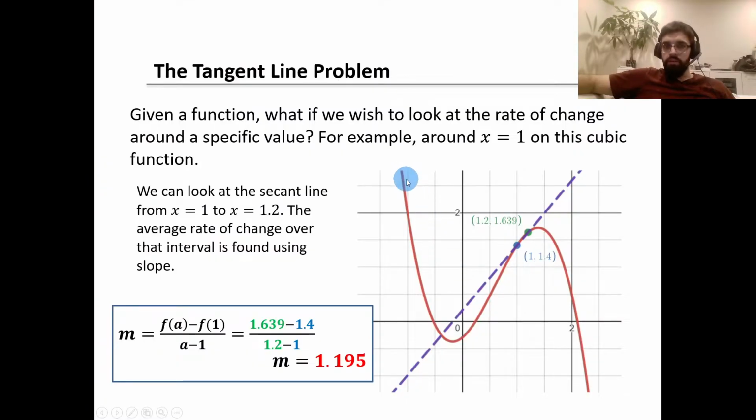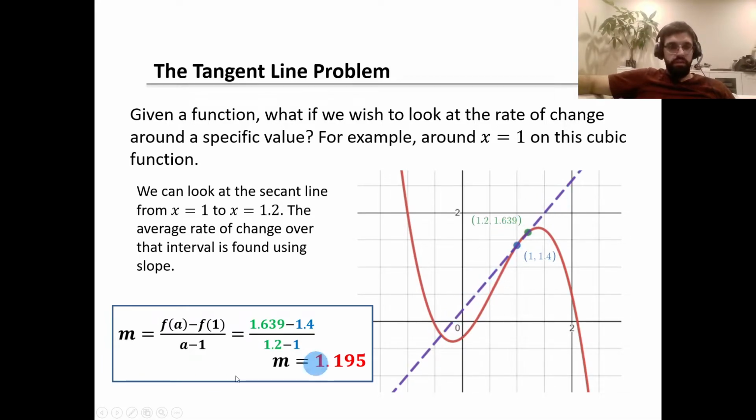So here's a graph of a y equals x cubed function. And we're looking at the value x equals 1. And I want to find the instantaneous rate of change for this point. We have two points on this graph at x equals 1 and x equals 1.2. And we want to find, as this second point, 1.2, 1.1, gets closer to 1 but not actually at 1, what's going to be the slope of this secant line? And so we're going to find the limit here.